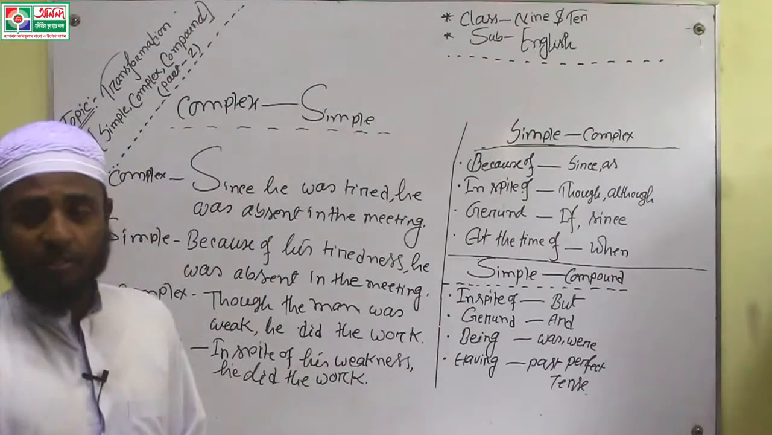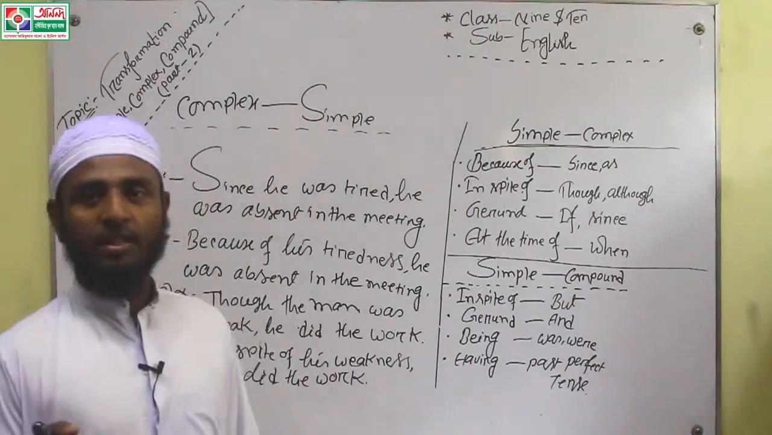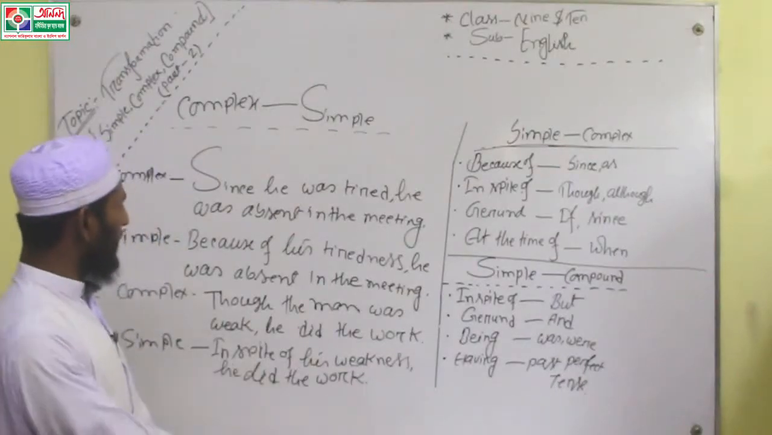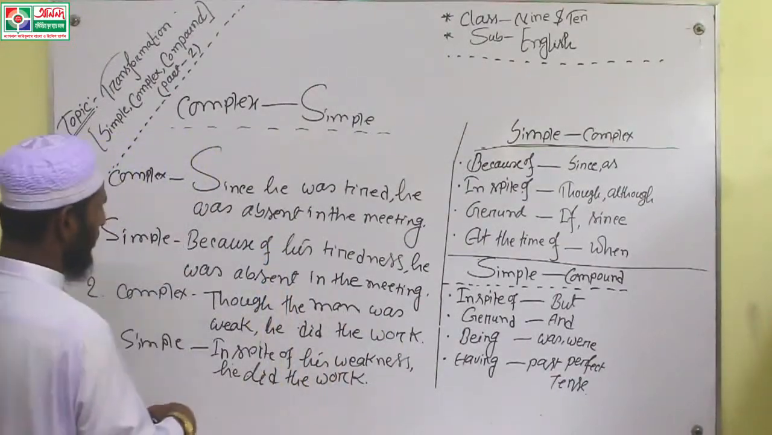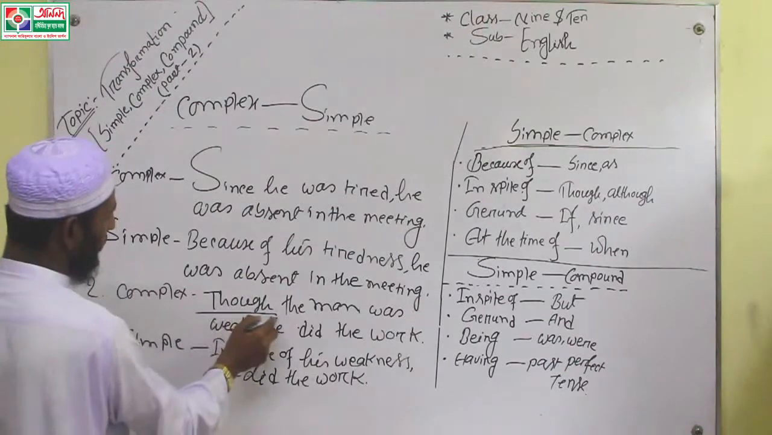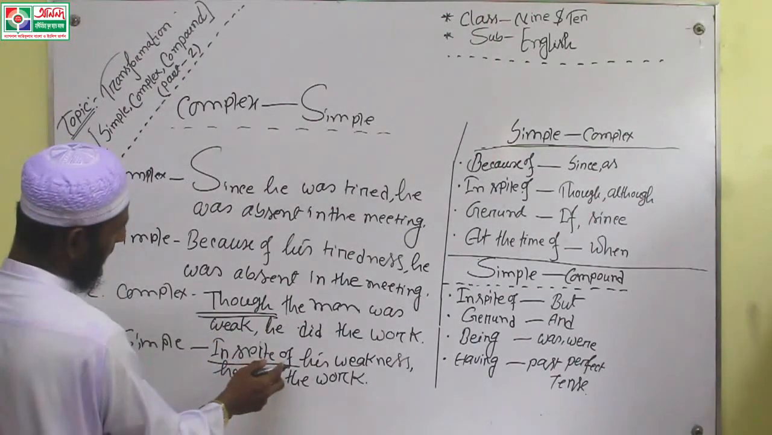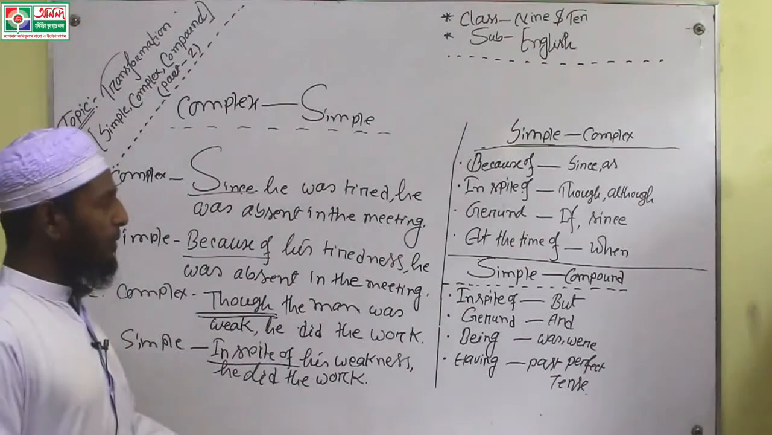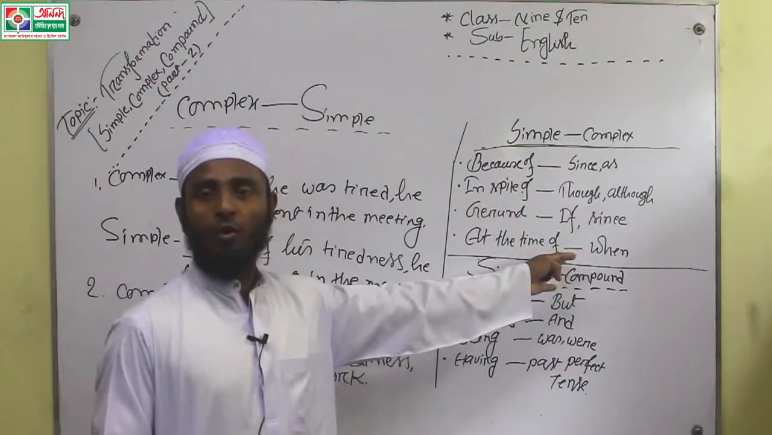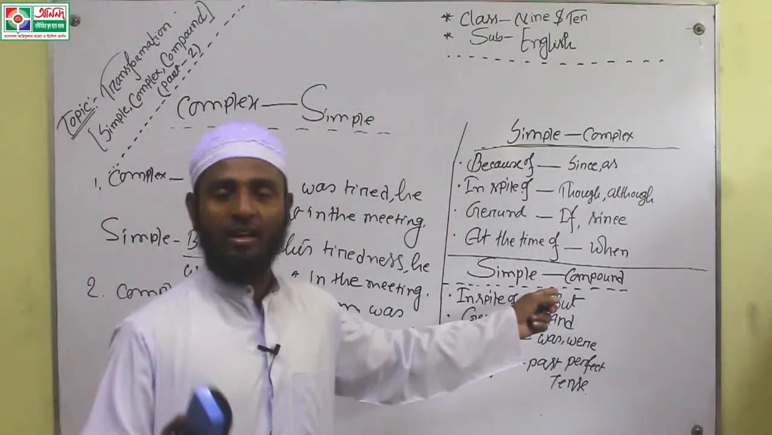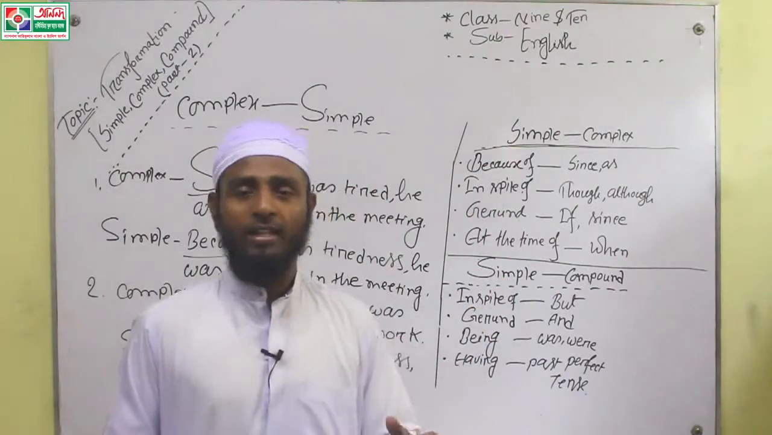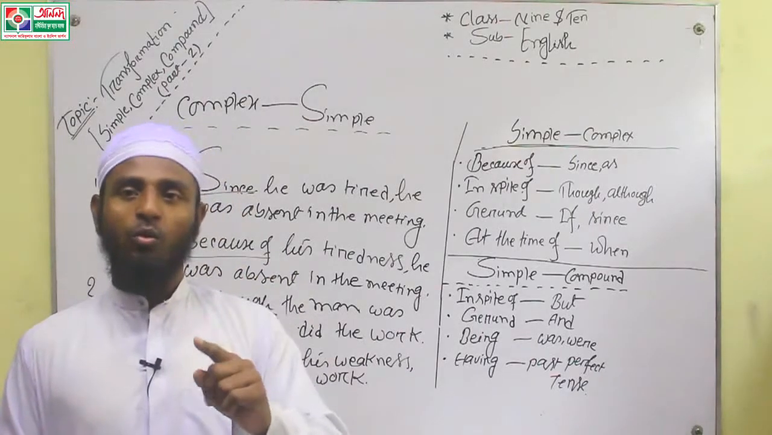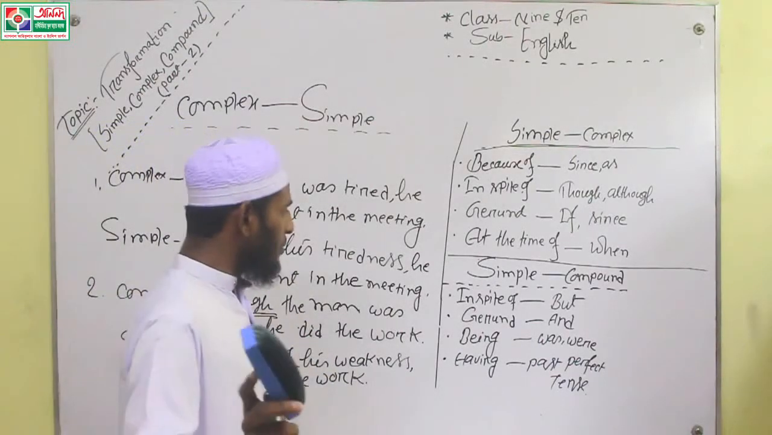That means a noun will be used in a simple sentence and an adjective will be used in a complex sentence. You have to memorize this and bear it in mind. In spite of, though: here for though I will use in spite of; for since I will use because of. You have to memorize the topic. This is very important for you. If you memorize this topic, it will be very easy and much clearer to you when you change simple to complex and complex to simple.